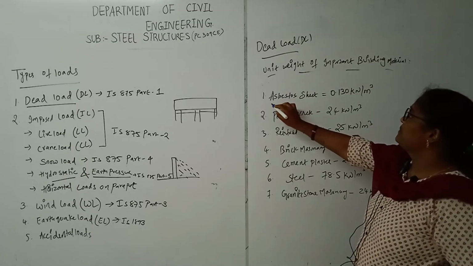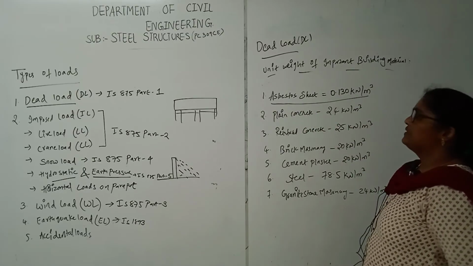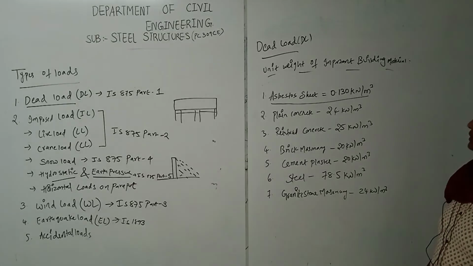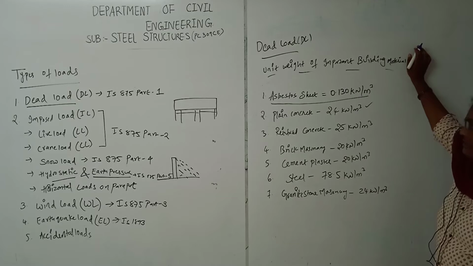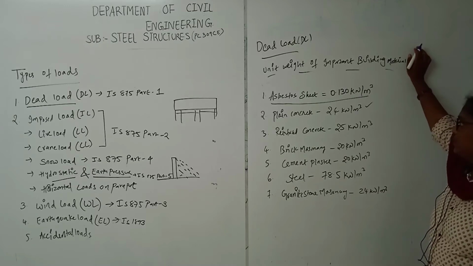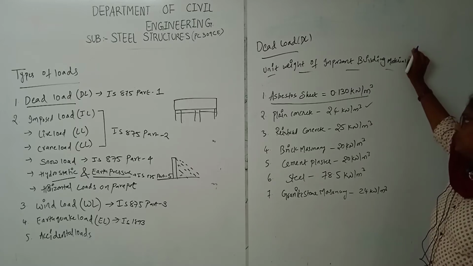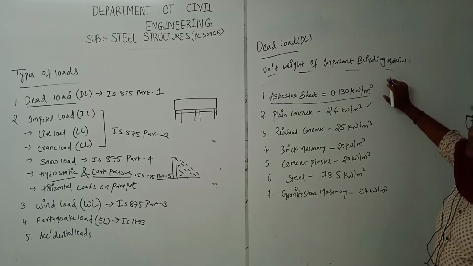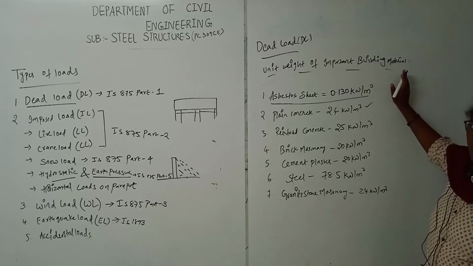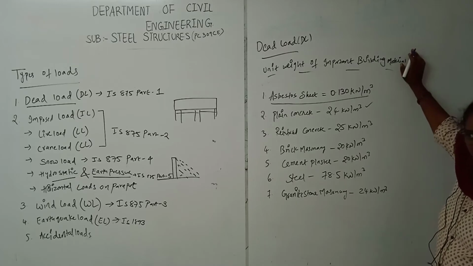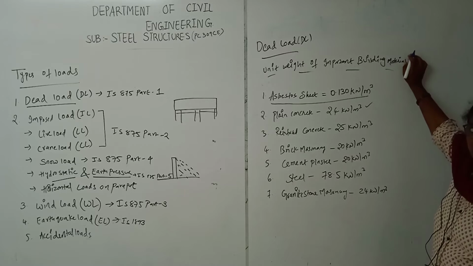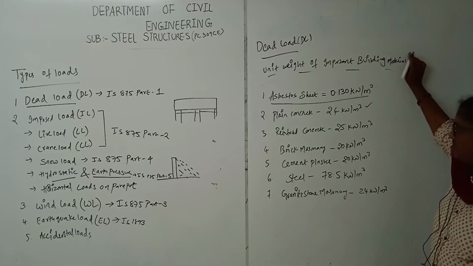Here, the asbestos sheet unit weight is 0.130 kilonewton per meter cube, and plain concrete unit weight is 24 kilonewton per meter cube. Reinforced concrete is 25 kilonewton per meter cube. So why are we considering all this? When the dead loads are included, they will be multiplied whenever your design has to be done for the particular connections.